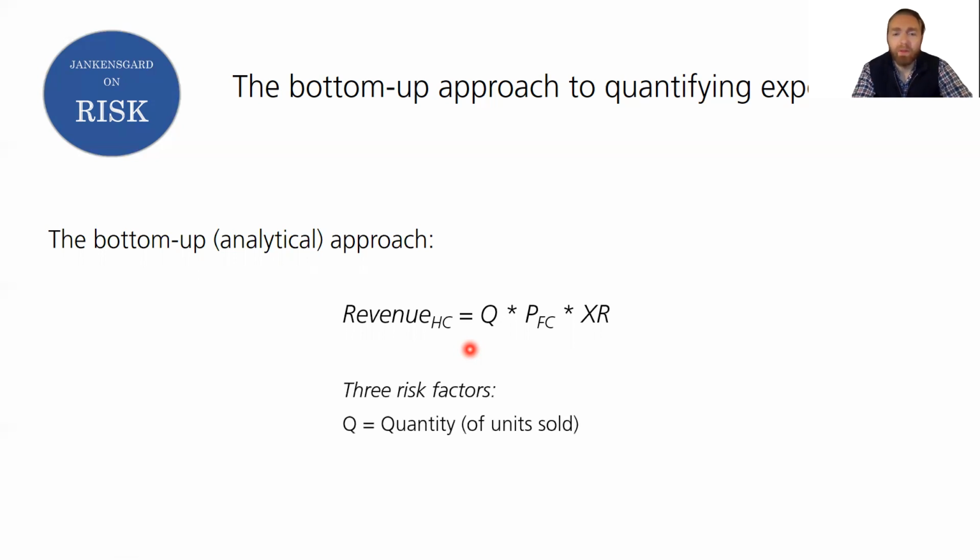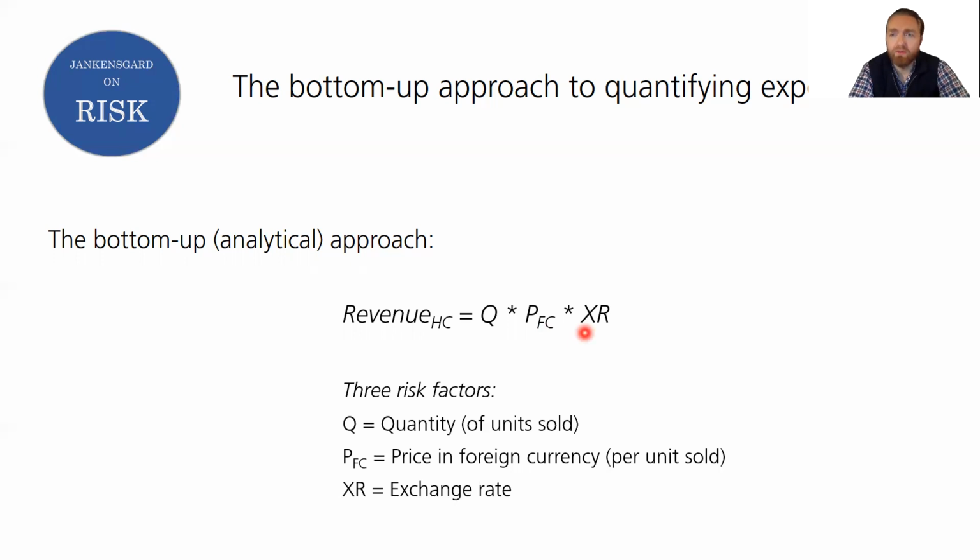And we have three risk factors in this equation. First is quantity, meaning how many units you are expecting to sell of this product or service. Then there's a price in foreign currency. FC denotes foreign currency, indicating a need to translate or transact in that currency. And then over here we have the exchange rate. So at this point we're talking about foreign currency denominated business activities, with the need to convert that back into home currency.